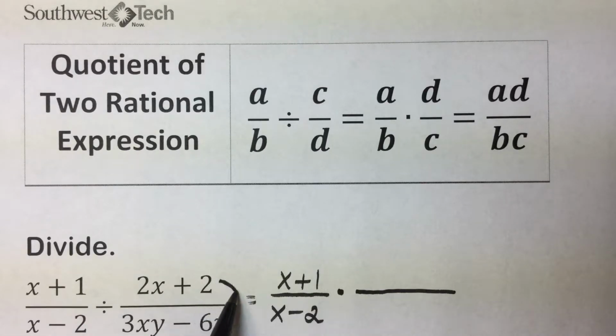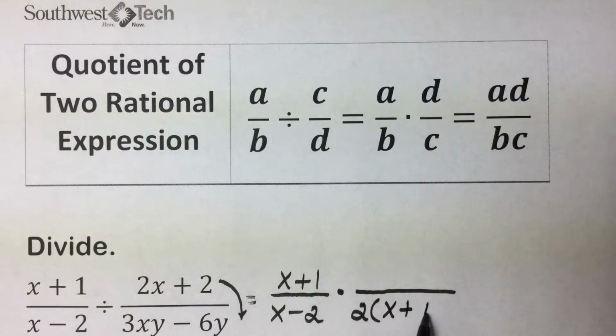So this quantity is going down. In this binomial, there's a common 2. Factoring out a 2 leaves an x plus 1. If we do a quick distributive, we can see we have an equivalent expression.